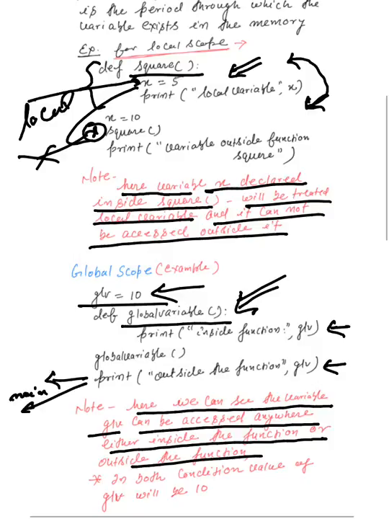So the variable accessed in a limited portion has a local scope, and the variable accessed throughout the program has global access. So the local variable and the global variable, or in other words, the local scope and the global scope. Global scope means the accessibility is throughout the program, and local scope means the accessibility is only to a limited portion. I think it should be clear.